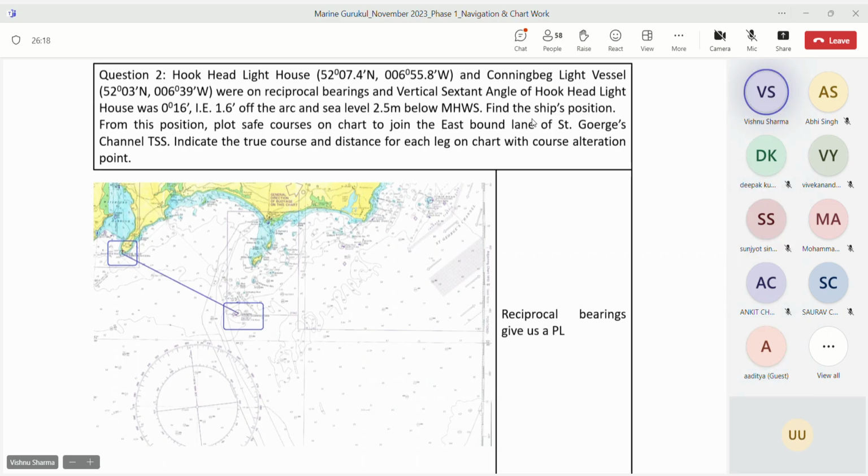That's correct, sir. So this is the PL by reciprocal bearing. Yes or no? Does everybody agree? This is PL by reciprocal bearing.